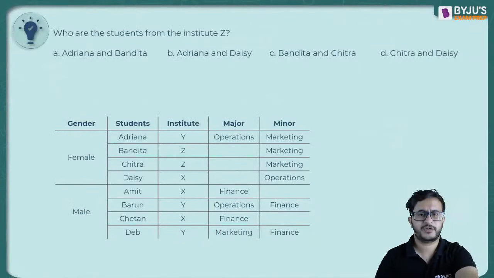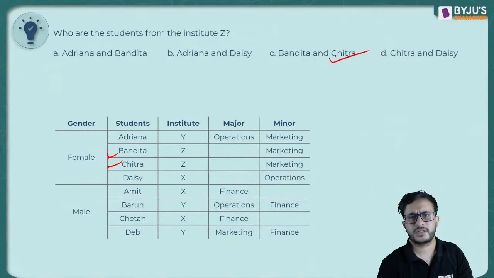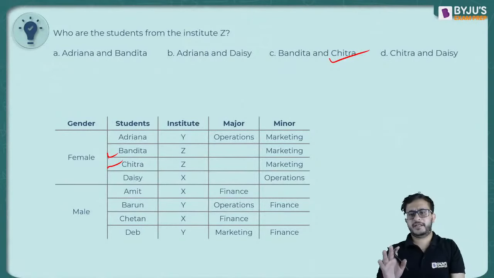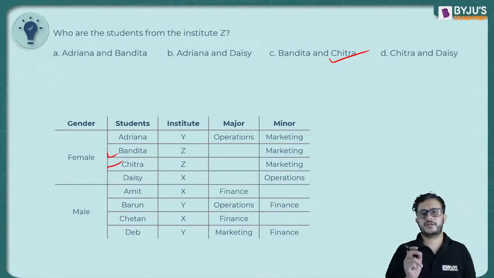Let's see the questions now. Who are the students from the institute Z? Okay, Bandita and Chitra. Achha, one important thing here is, let us say you are solving the question, okay?